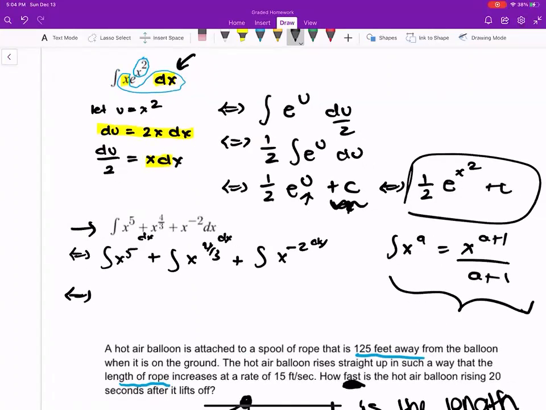So if I integrate each one, I get x to the 6 over 6 plus x to the 7 over 3 times 3 over 7 plus x to the negative 1, yeah, it's because you're adding 1, plus c. And this would be your final answer.